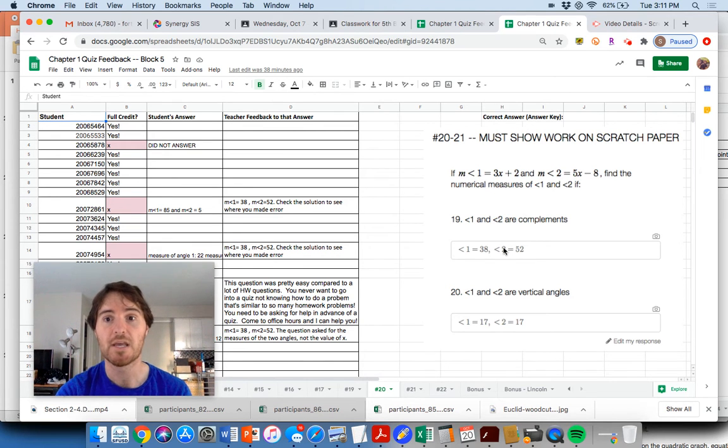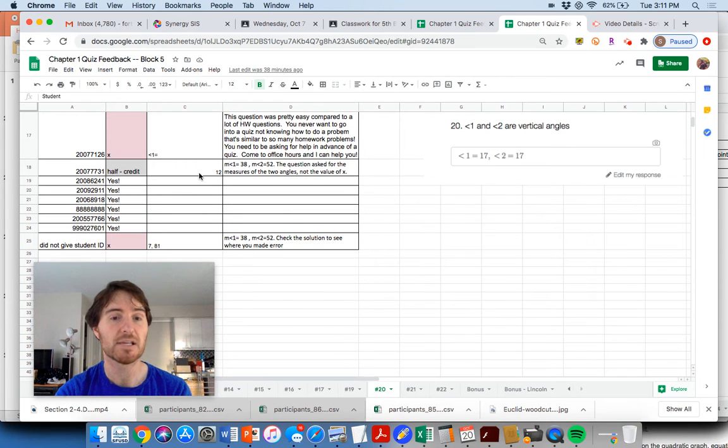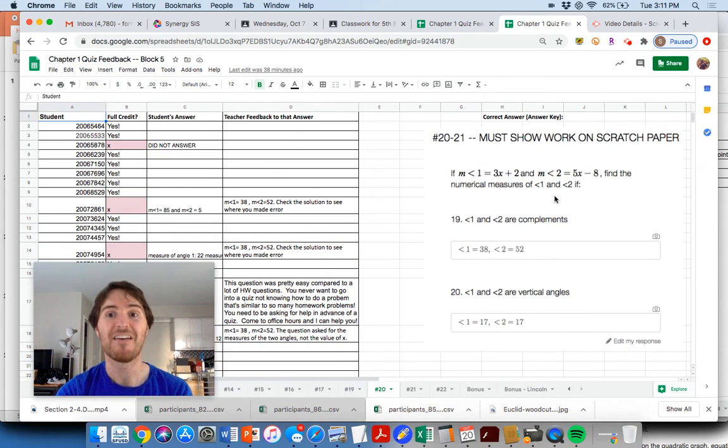Some people solved it algebraically and got x, like this person got x equals 12. But the question was, find the numerical measures. So you got tricked there. I always have to ask, am I solving what I'm going to be asked to solve for? You need to find the measure of the angle. So 3x plus 2 plus 5x minus 8 equals 90. Solve for x, you get 12. You got to pop back in here. So 3 times 12 is 36, plus 2 is 38, and the other one would be complementary, so it'd be 52.